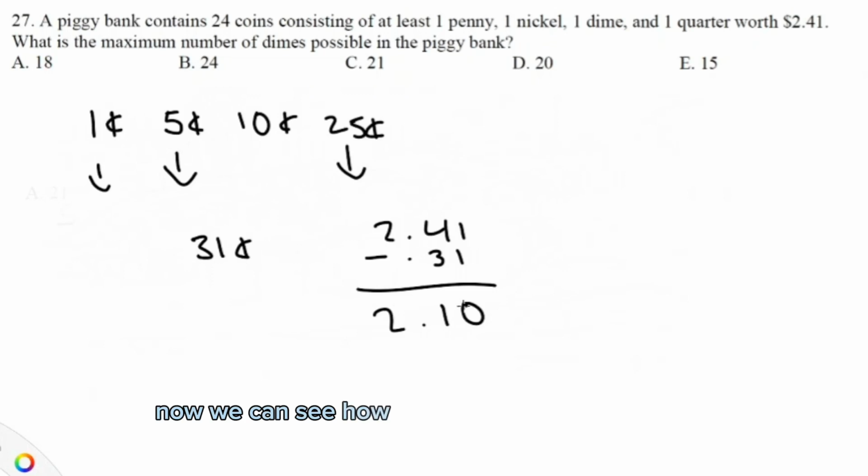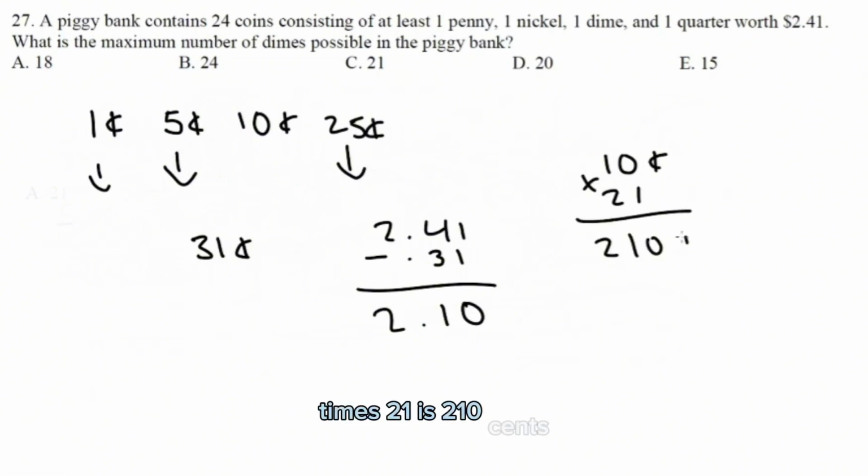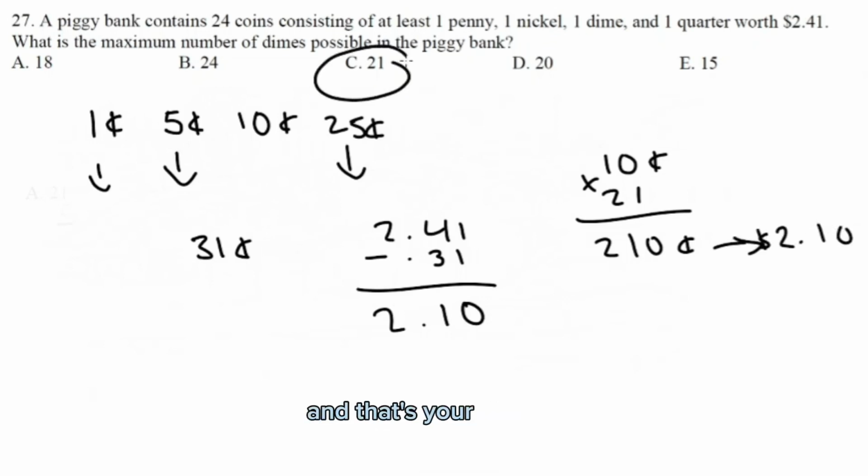Now we can see how many dimes are in $2.10. So if a dime is worth 10 cents, that means there are 21 dimes in $2.10, because 10 cents times 21 is 210 cents, otherwise known as $2.10. And that's your answer.